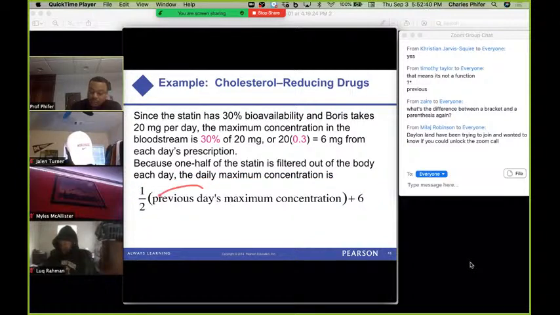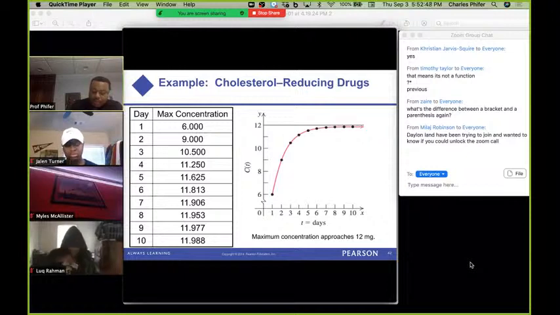Half of that's going to be available plus the 6 he takes from that day. So this is the formula that I was using, right? So then again, we have a chart here. On the first day, the max that is going to be available is 6 milligrams. On day 2, half of the previous plus an additional 6 is going to give us 9.